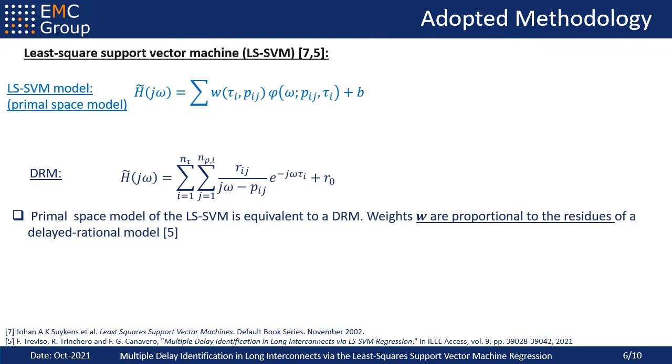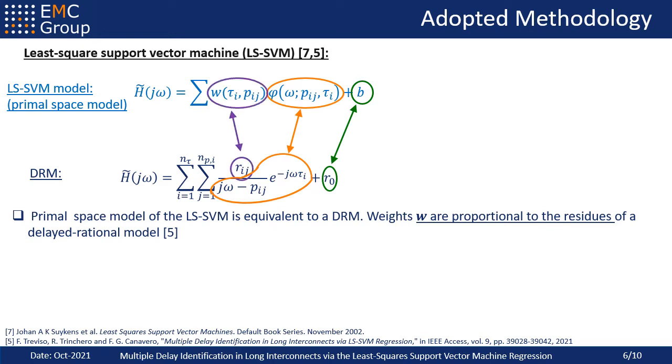And the approach to achieve that is by making the primal space model of the least square support vector machine equivalent to a delayed rational model with a constant term, delayed rational basis in both, and the weights proportional to the residues of the delayed rational model. So these weights are used then to identify the dominant delays of the system.